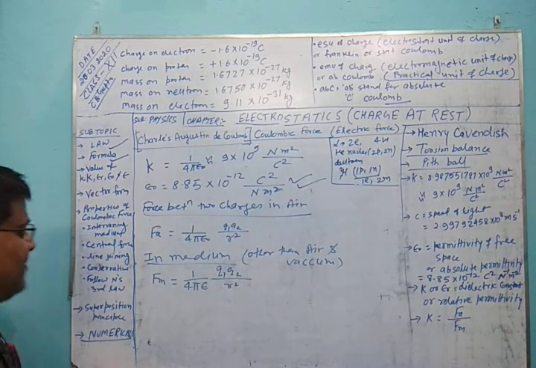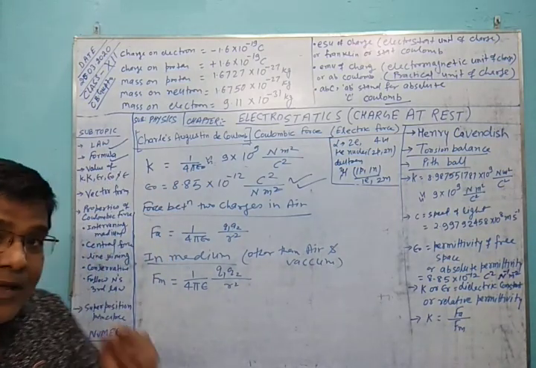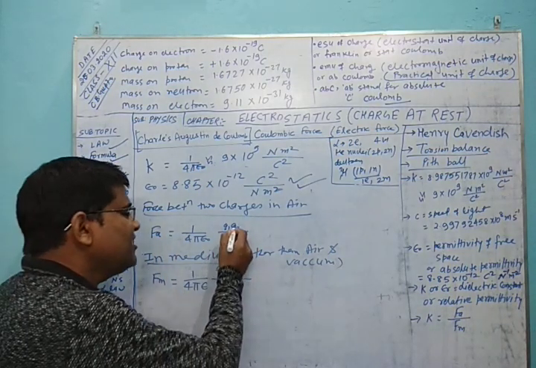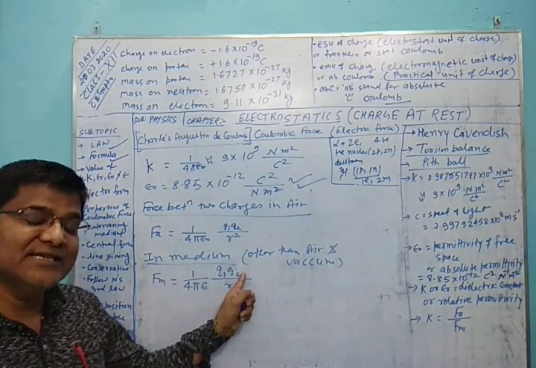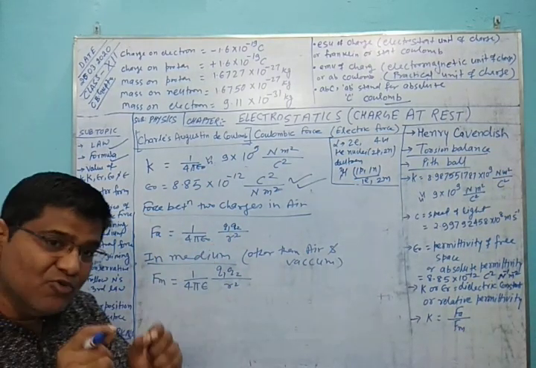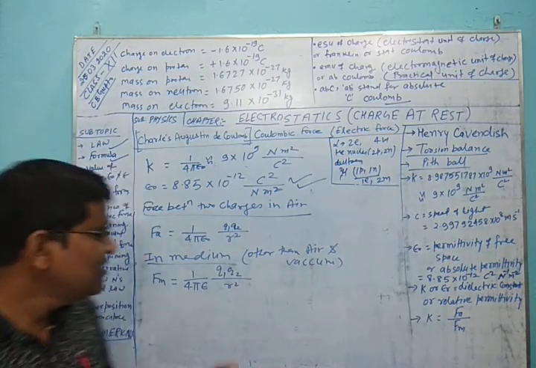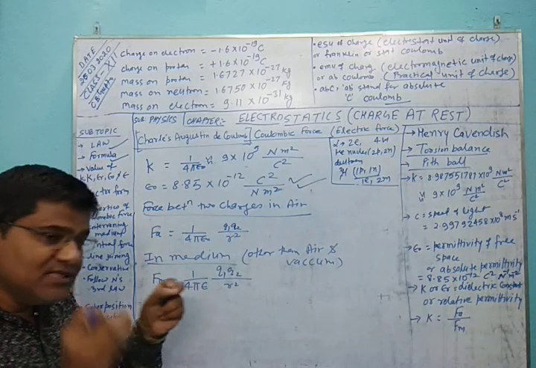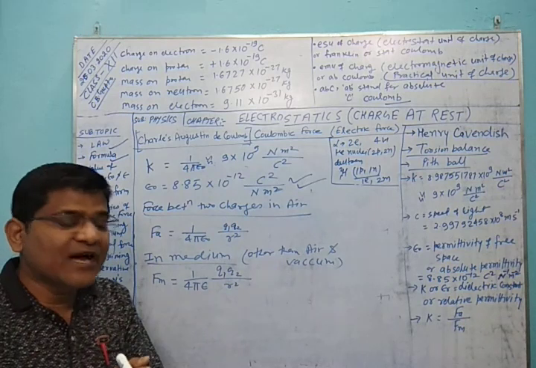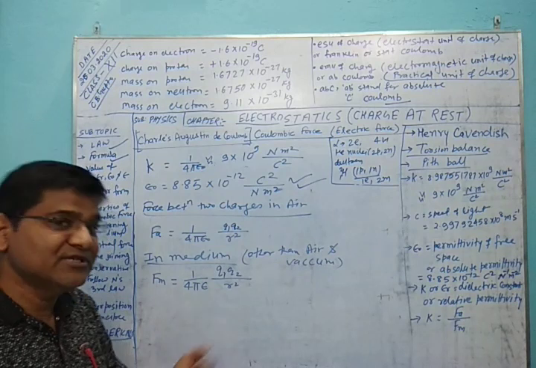This is a very big difference. This is the force in medium. It means the force between two charges in air and the force between two charges in a medium is different. But in gravitation, the force between two masses, either in air or in a medium, is the same. No difference is there. But here there is a difference. If a medium is introduced between two charges, then the force is affected and the value of force differs.